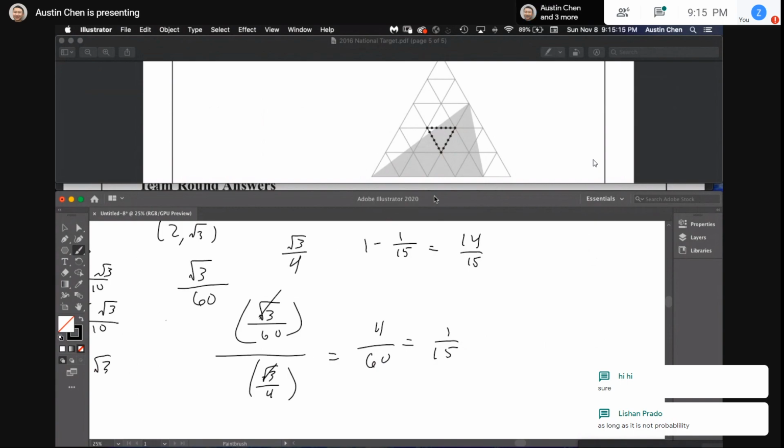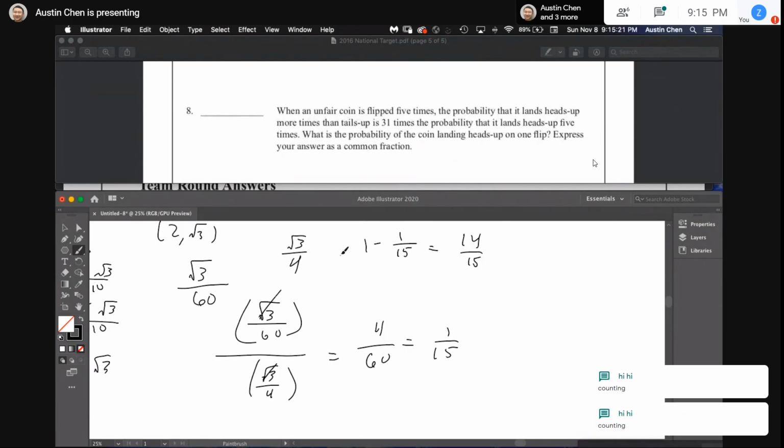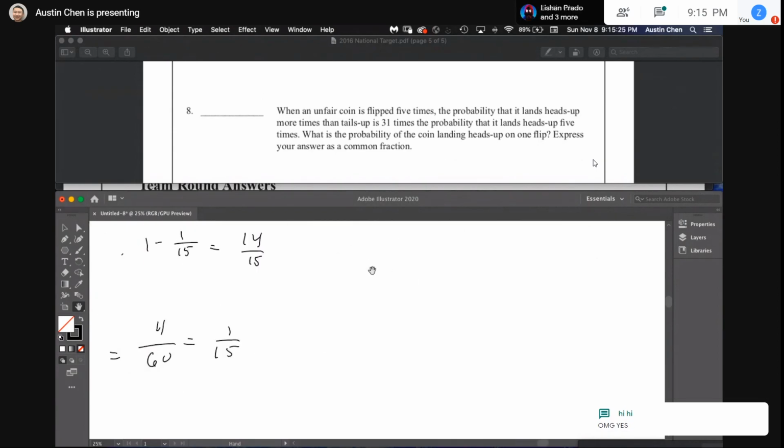All right, let's move on to our next question. When an unfair coin is flipped 5 times, the probability that it lands heads up more times than tails up is 31 times the probability that it lands heads up 5 times. What is the probability of the coin landing heads up on one flip? Express your answer as a common fraction.